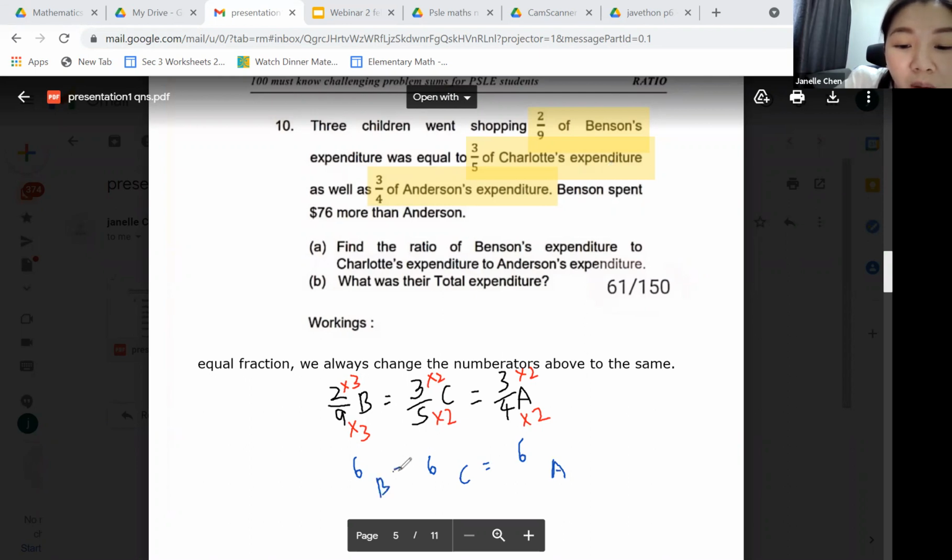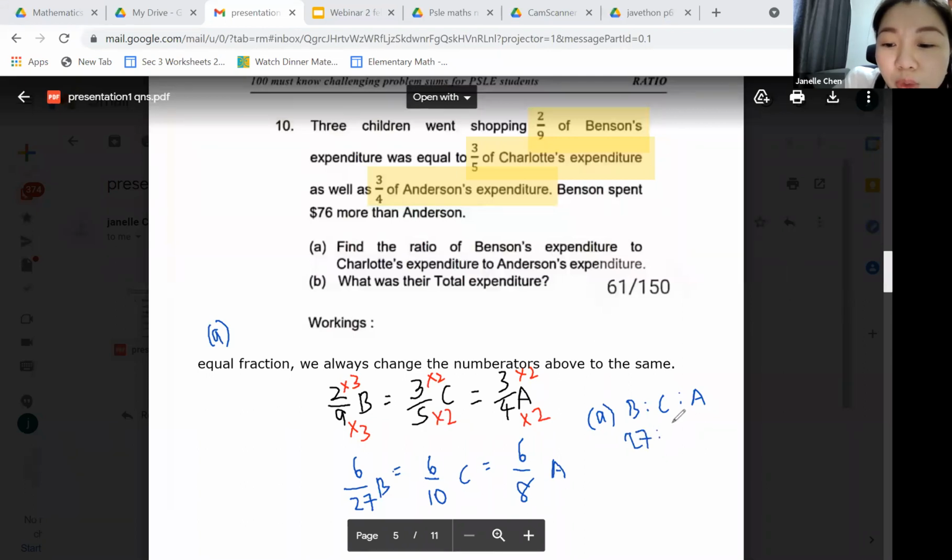With this, the bottom also has to be multiplied by the same as what we multiply for the top to change it into 6. So for the first one, we have 2/9. We multiply 3 on top, we get 6. Multiply 3 at the bottom, we have 27. We multiply the other one as well, we have 10. And then we multiply the other one by 2 as well, so that we actually get 8. So the answer for A is already solved. My answer should be B is to C is to A, which is 27 is to 10 is to 8. We do not need to reduce down as it cannot be further reduced.